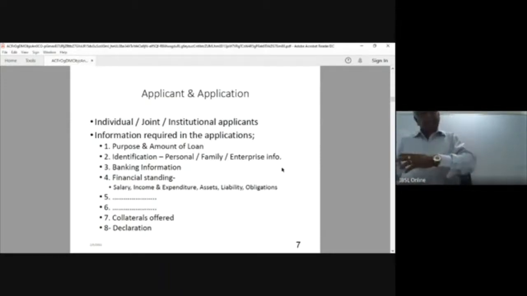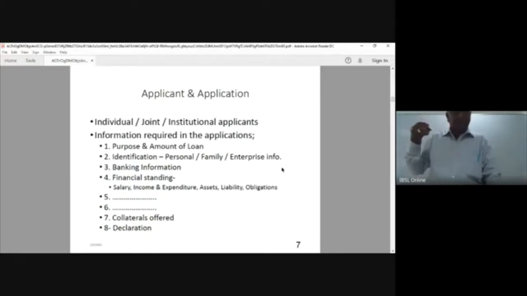Otherwise, you just keep it in your file, and later, when you are going through the application, this is not there, that is not there, then again, wastage of time. Then and there, it may take only 5 minutes. When the customer gives the application, go through it and ask him to complete it fully and return it. So that is your duty. As a good credit officer, you have to do it.